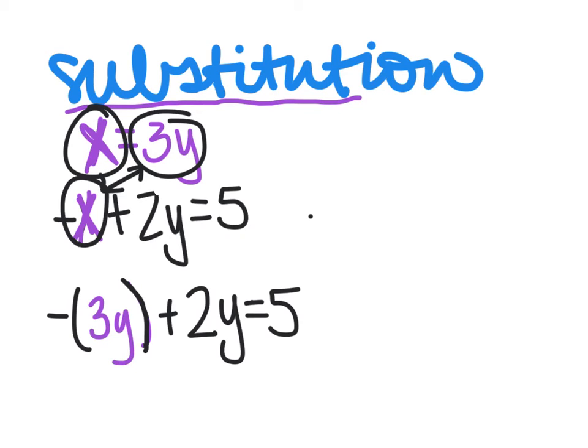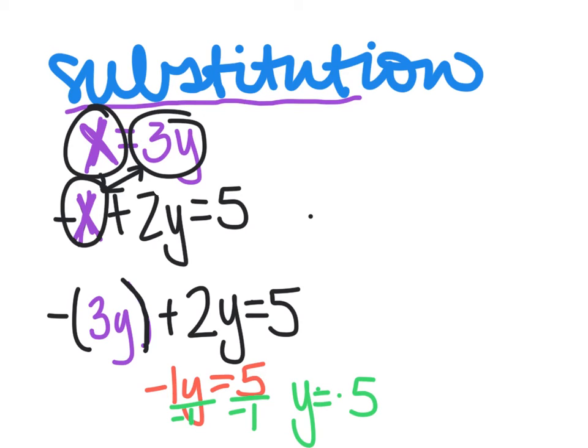So now I can work out the second problem and make it a little better. So a negative 3y plus 2y is going to be a negative 1y equals 5. And then to get y completely by itself, I'm going to divide both sides by negative 1. So I end up with y equals negative 5. So my solution, well, half of my solution is negative 5. That's my y value.